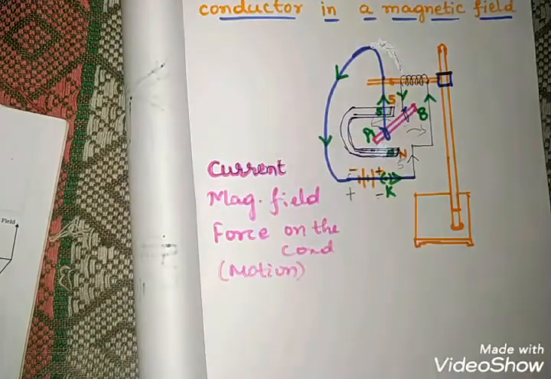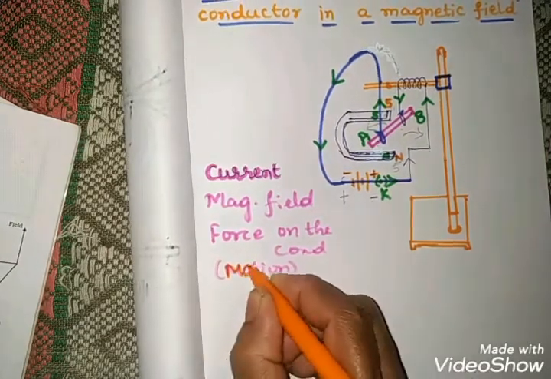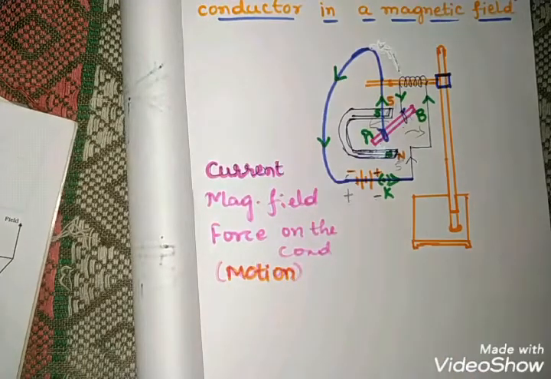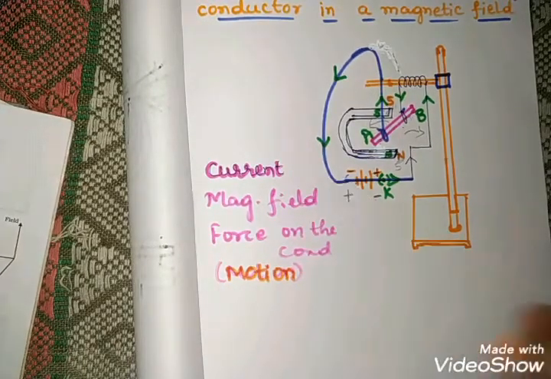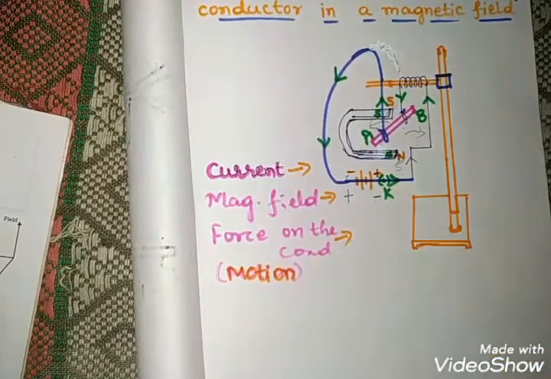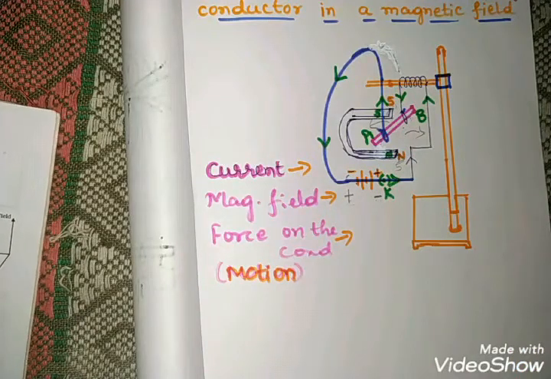So here these factors we can observe, children. What are the three factors related to each other? By this activity what can we understand? The current, magnetic field and the force. These three factors are related to each other.